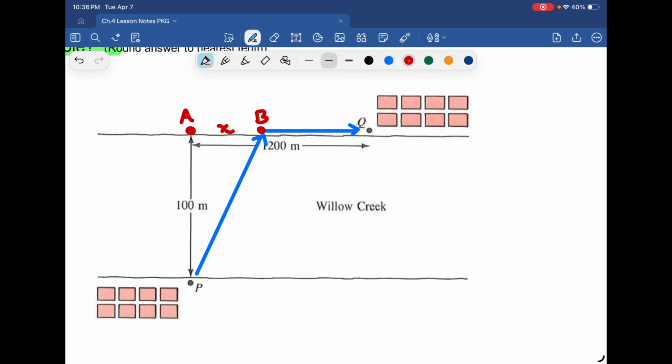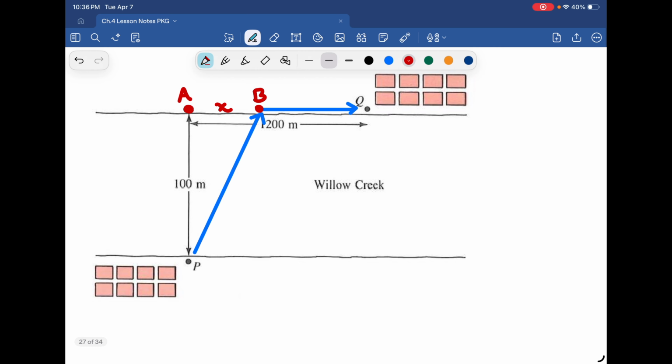Now, from here, I'm going to take this and go, well, we know it's 100 up and it's X over. So to get the cable, which I'm going to call cable 1, in order to get cable 1 across, and cable 2 is right here, cable 1 can be defined in the following way. Cable 1 equals the square root of 100 squared plus the X squared.